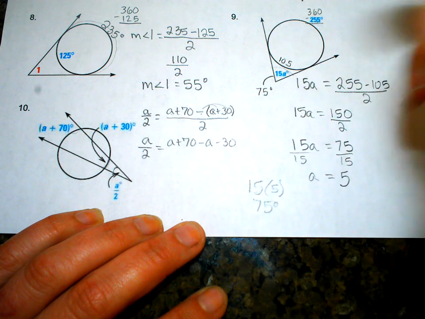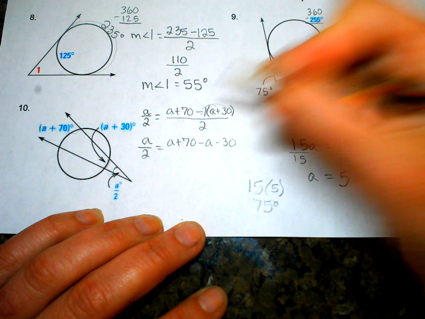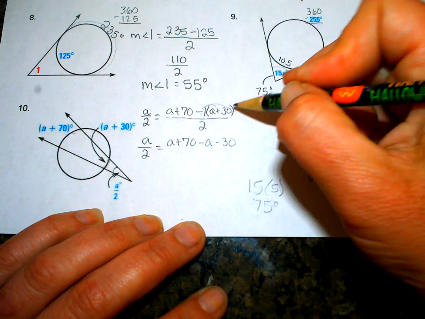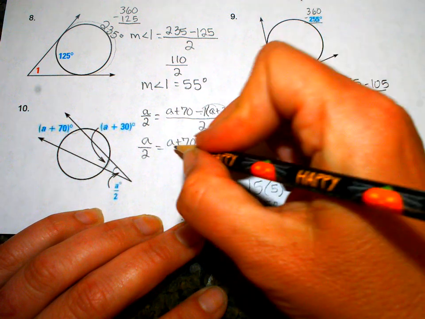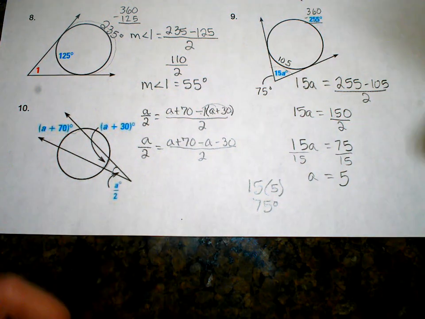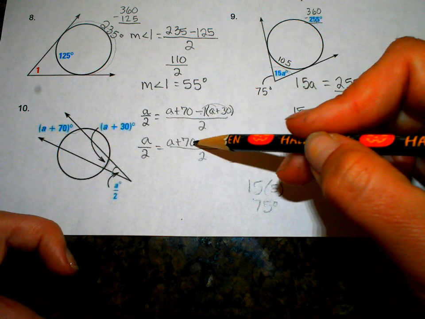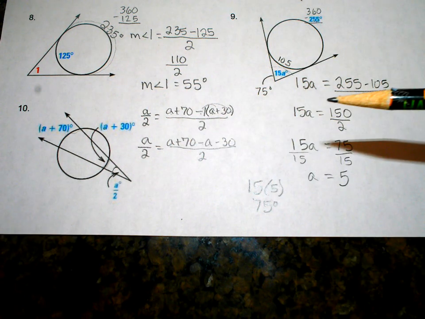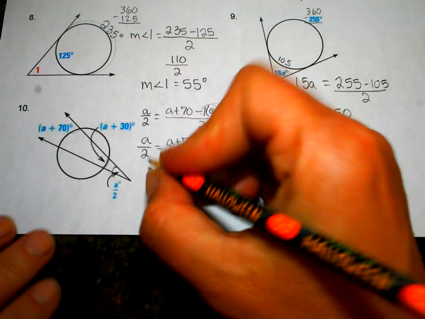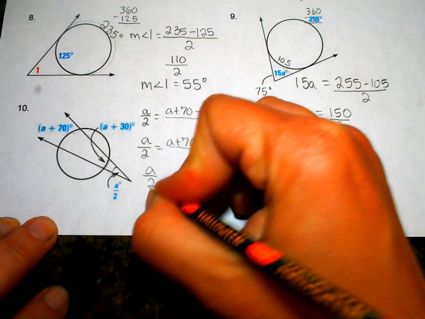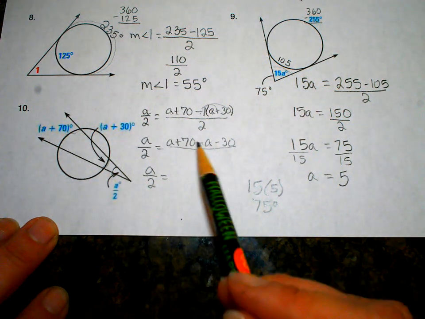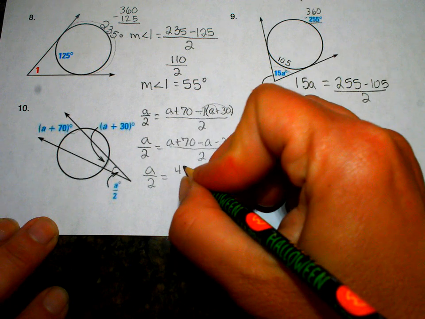Because I had to distribute this, it's like a negative 1 there. Negative 1 times A, negative A. Negative 1 times 30, negative 30. Now I can properly combine terms. A minus A is gone. And then I could do 70 minus 30. A over 2 equals, so the A minus A canceled out. 70 minus 30, 40 over 2.